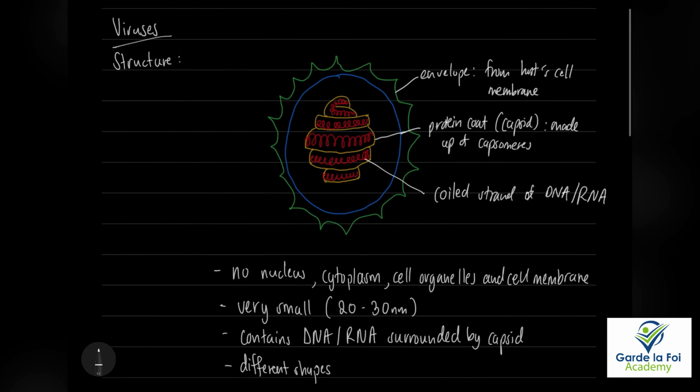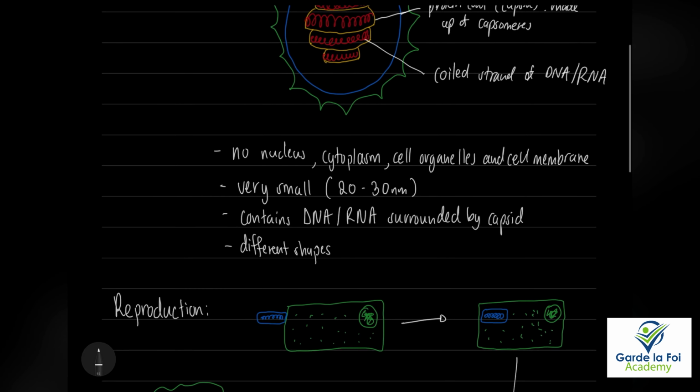So we should understand that viruses have no nucleus, cytoplasm, cell organelles, or cell membrane. And that raises the question, can we then classify them as living organisms? However, we realize that they have DNA and RNA strands that are surrounded by the capsid, which we know are subunits of living organisms or living cells.